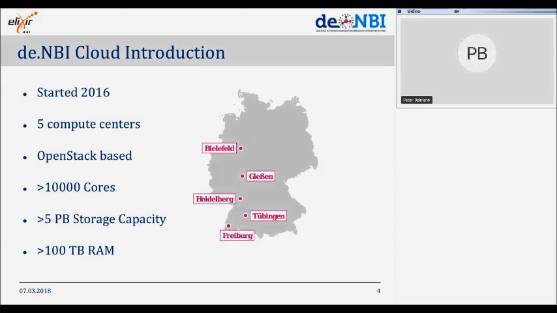So the deNBI Cloud started in 2016 and represents a federated cloud, a federated infrastructure. It consists out of 5 compute centers: Bielefeld, Gießen, Heidelberg, Tübingen, and Freiburg. They are all based on OpenStack, which is an infrastructure as a service system. And in total, we offer more than 10,000 cores, more than 5 petabytes of storage capacity, and 100 terabytes of RAM.